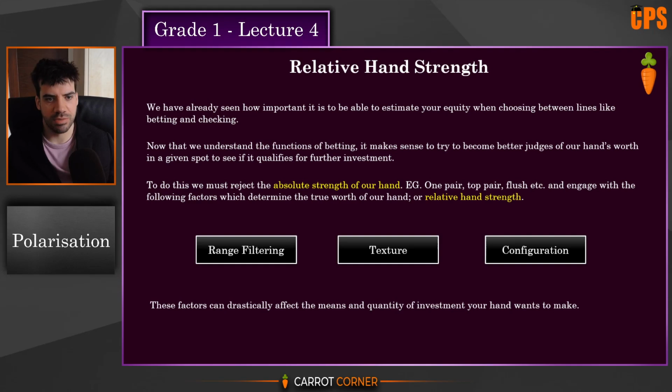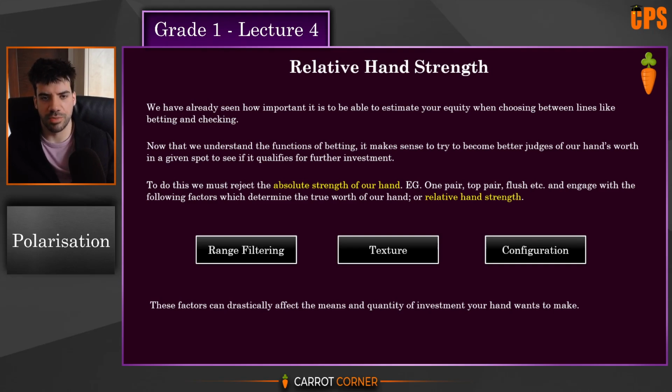The means of investment meaning, do you want to invest money passively by checking and calling? Or do you want to invest money aggressively by betting? Do you want to invest money at all? Maybe you don't. So relative hand strength is one of the core building blocks of being able to navigate your way around a poker hand, and how good you get at this skill is one of the absolute pinnacles, one of the true holy grails that you need to master to become a very strong poker player.